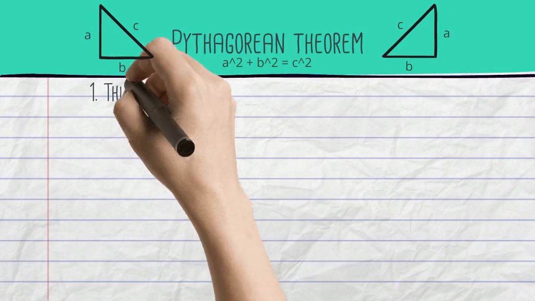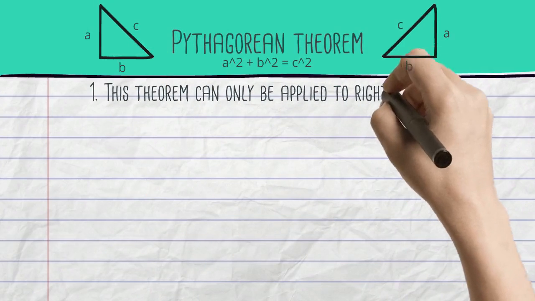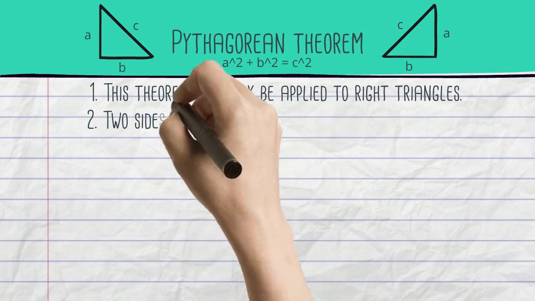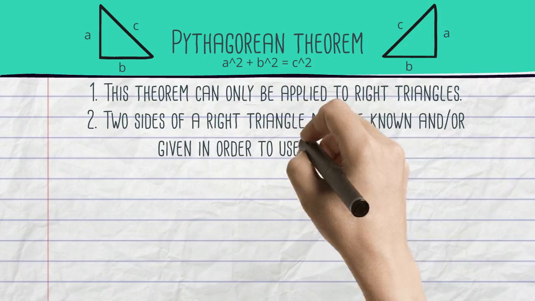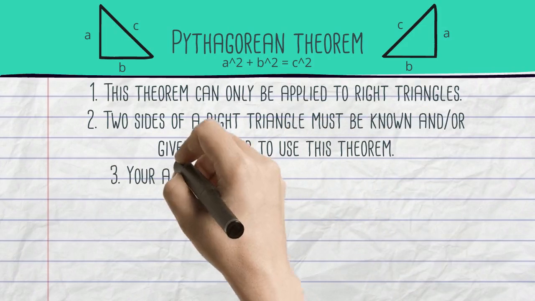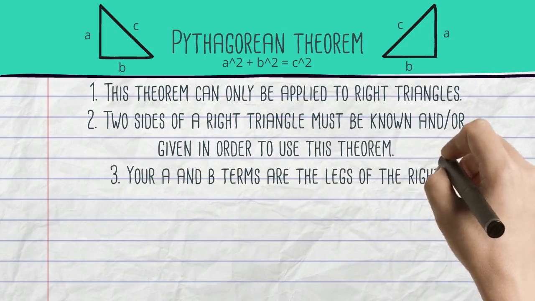Pythagorean theorem in depth is a squared plus b squared equals c squared. Let's learn more. Number 1, this theorem can only be applied to right triangles. Number 2, 2 sides of a right triangle must be known and/or given in order to use this theorem.